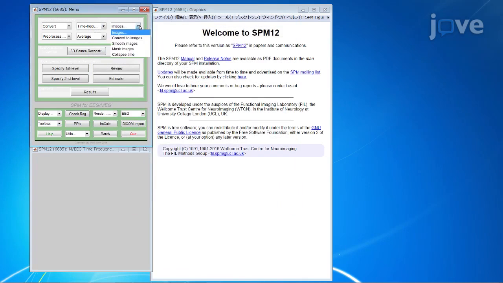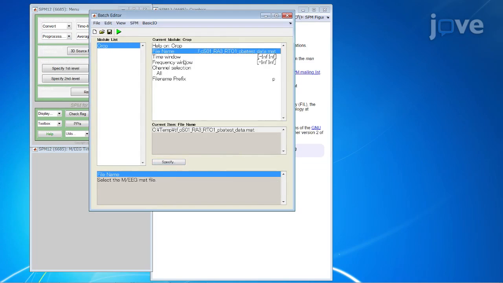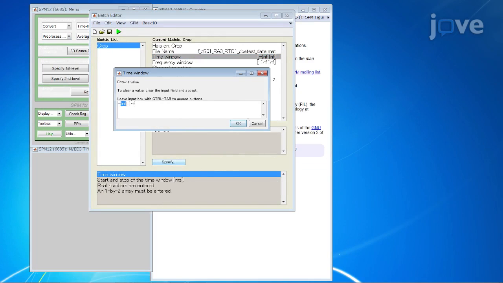Determine time and frequency ranges, then crop the resultant time-frequency maps automatically to remove edge effects. Here, the maps are cropped at 200 to 500 milliseconds.